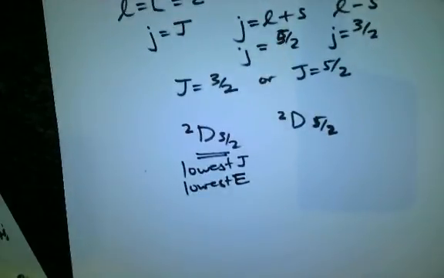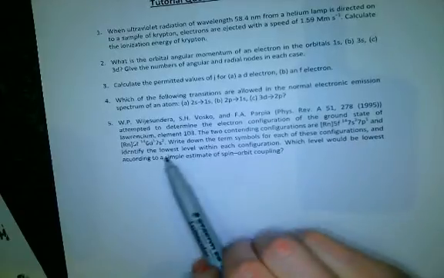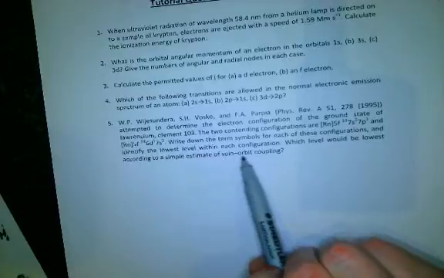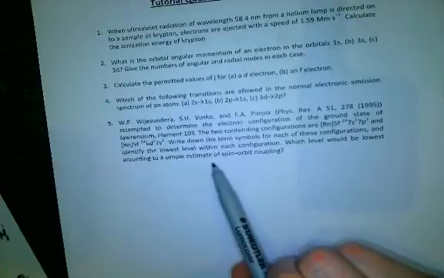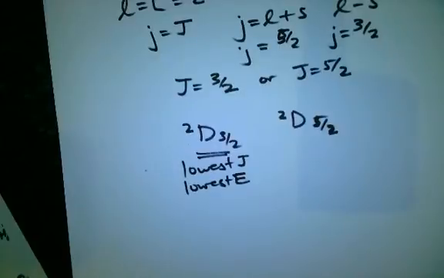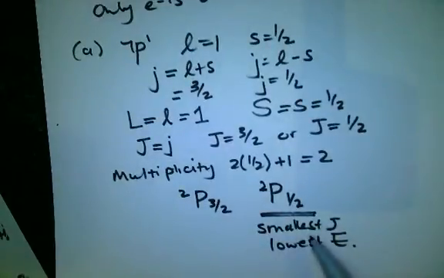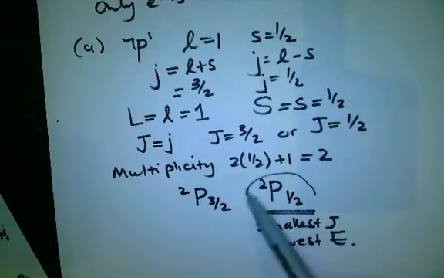Okay, so we've answered the first part of the question, which asks us to write down the term symbols for each of these configurations. And we've identified the lowest energy level within each configuration. So the last question is, which level would be the lowest in energy according to a simple estimate of spin-orbit coupling? So now we have to calculate the energies of the two. Well, we've got 4 levels, 4 terms. Which one has the lowest energy? Well, that one is definitely higher than this one, so it's either this one or that one. So which of those two has the lowest energy?